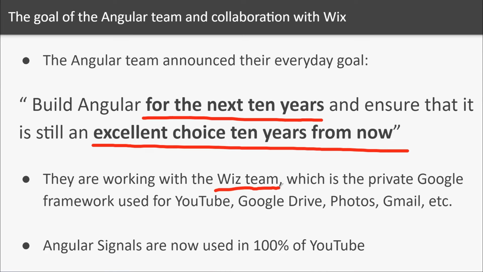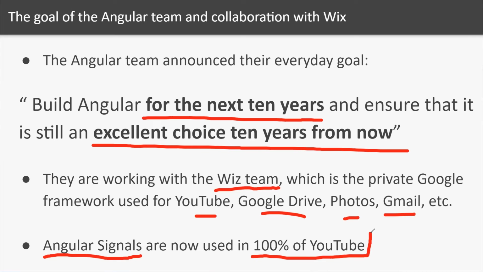And that team, maybe you've never heard about it, but it's a team that's been working on things such as server-side rendering and hydration and event replay and all of these things that we start seeing popping up in Angular, and that have been used for pretty much everything that Google does: YouTube, Google Drive, Google Photos, Gmail, Google Search, all of that. And one of the first results of this collaboration was Angular signals. And Angular signals are used in 100% of YouTube right now. So when you use YouTube, you can think, oh, this is using Angular signals under the hood. So something to be proud of, I would say, because it really shows how confident Google is about these technologies.